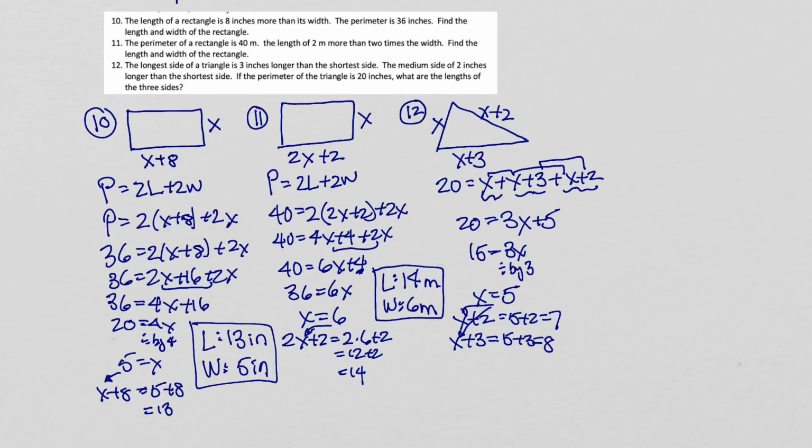So here's what we have. We are just asked for this. What do we ask for? What are the lengths of the 3 sides? So it doesn't say long, medium, short. Doesn't matter. What are the lengths of the 3 sides? So we're dealing with inches. So we're going to say 5 inches, 7 inches, and 8 inches.